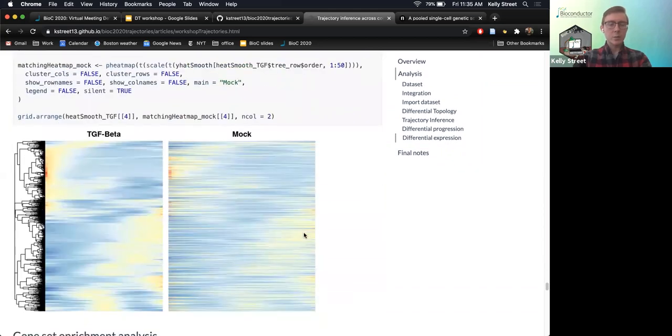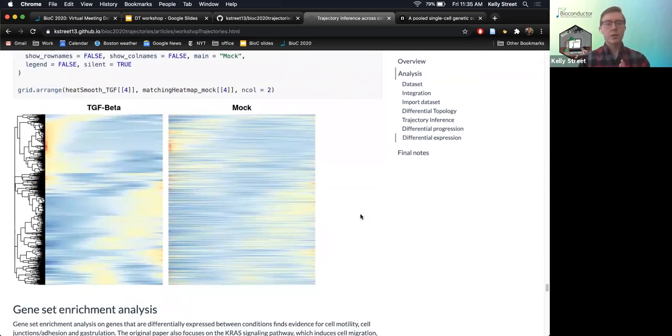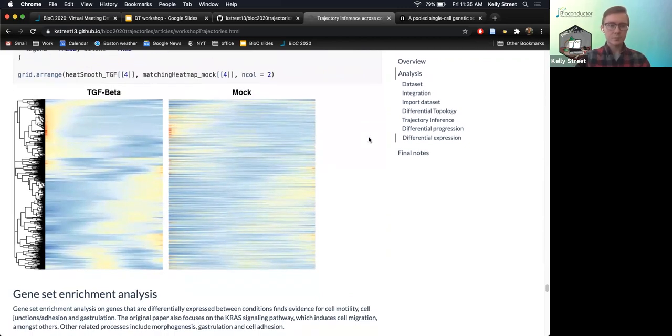Again, we can do a heat map to look at the different patterns. And this time we're comparing the two conditions. So we include both the TGF-beta and the mock conditions. And we're ordering by this hierarchical clustering of the TGF-beta patterns. And before, without talking about any of the specifics, you can clearly see that that pattern is very strongly degraded in the mock. And that's good.